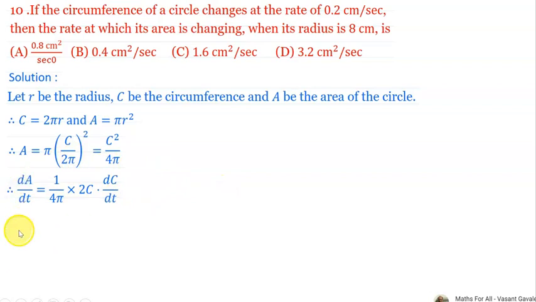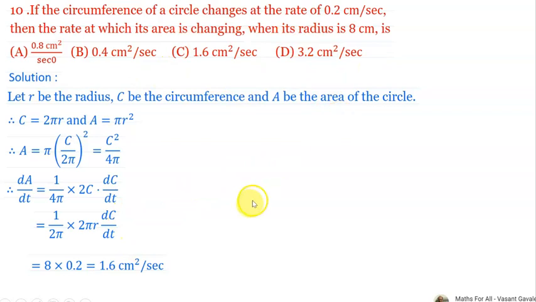Differentiate this with respect to t. dA by dt is equal to 1 upon 4 pi. Derivative of C square is 2C into dC by dt. Okay, and substitute the value of C, which is 2 pi r. Therefore 1 upon 2 pi into 2 pi r into dC by dt. And here after the simplification you will have 8 into the value of dC by dt. The rate at which the circumference changes is 0.2, that is 8 into 0.2 is equal to 1.6 centimeter square per second. Okay, and hence option C is correct here.